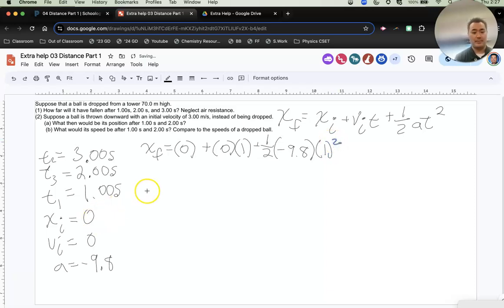Let's do the math. XF. Actually, we're going to run out of room, so I want us to do this on our calculators. Alexander, grab a calculator. Anyone need a calculator? All right, here you go. And then you need one. You got one? All right, Alexander, give us 0 plus 0 plus half times negative 9.8 times 1 squared. Negative 4.9.